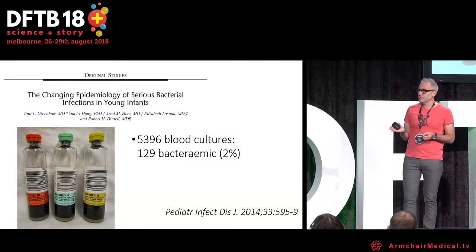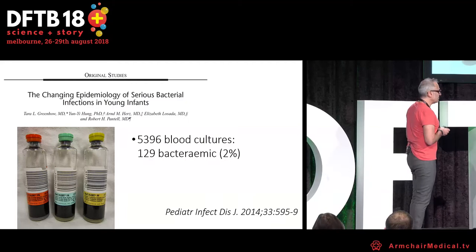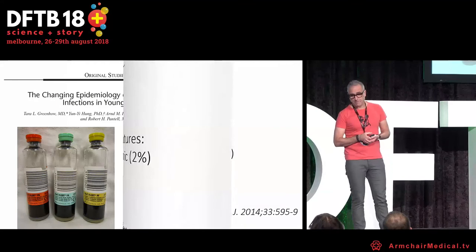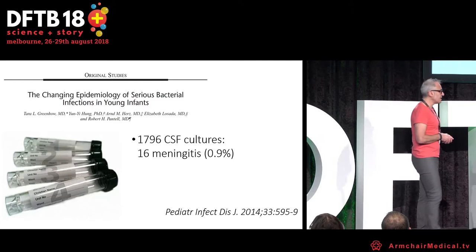In this group of children, there were over 5,000 blood cultures done, and the bacteremia rate was very low, only 2%. Around 1,800 of them had CSF cultures taken, and the rate of meningitis was only 0.9%, less than 1%.